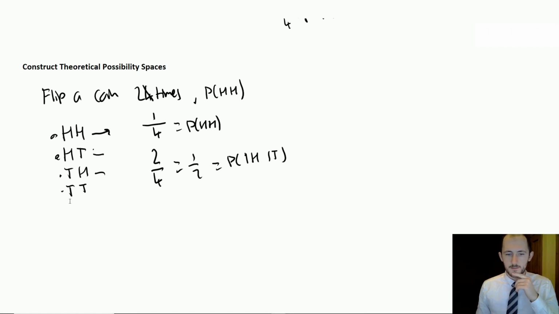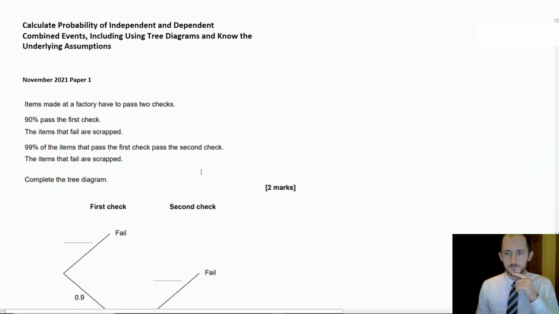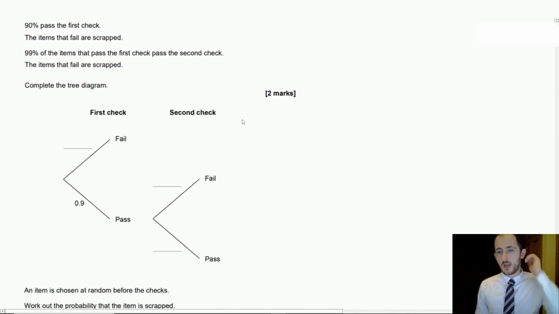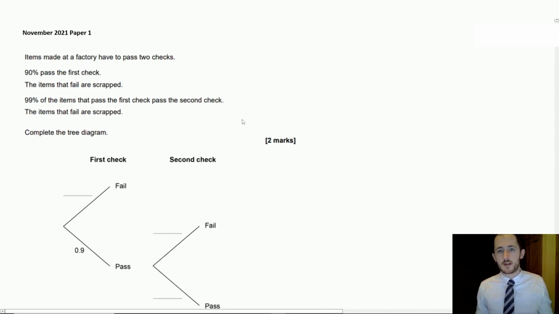Not much more left. Calculate the probability of independent and dependent combined events, including using tree diagrams, and know the underlying assumptions. Okay, so this is quite an interesting one. Probability trees, a lot of students like them because they're not too bad. I quite like them myself. This is the one from the 2021 paper 1. And we read through this.